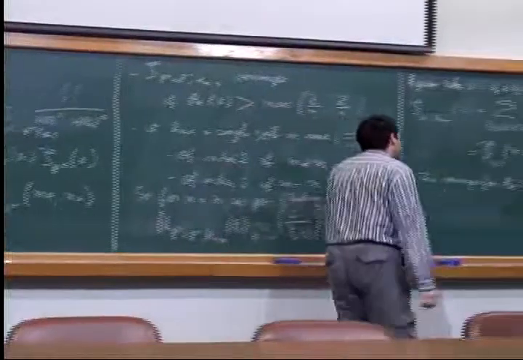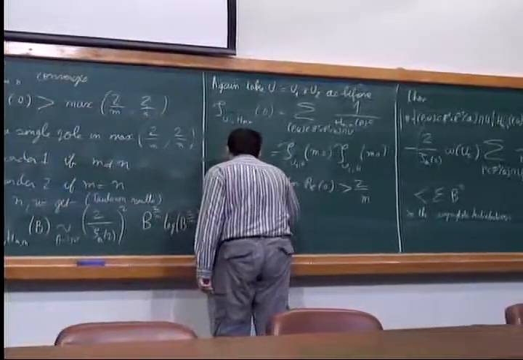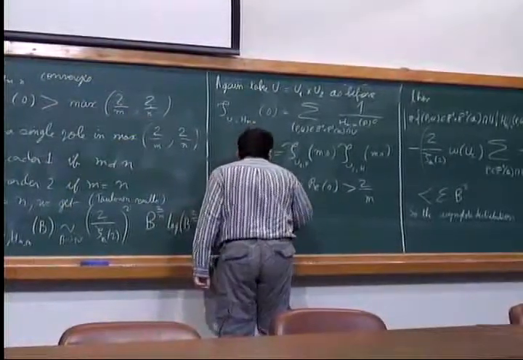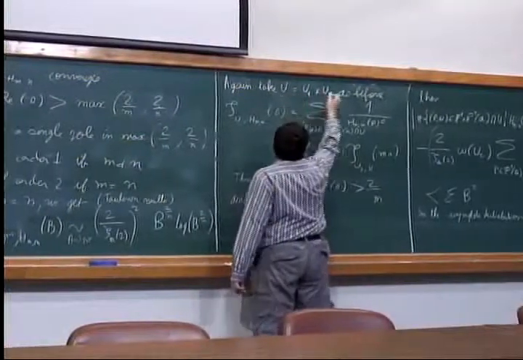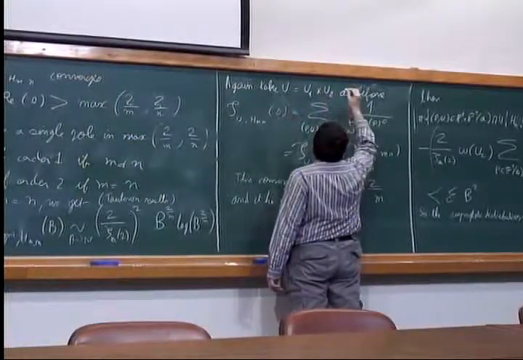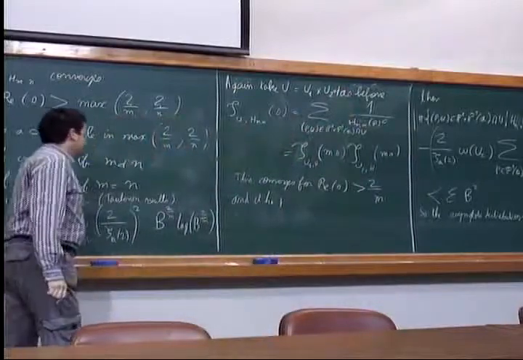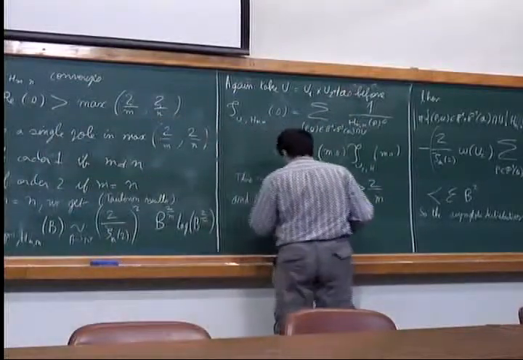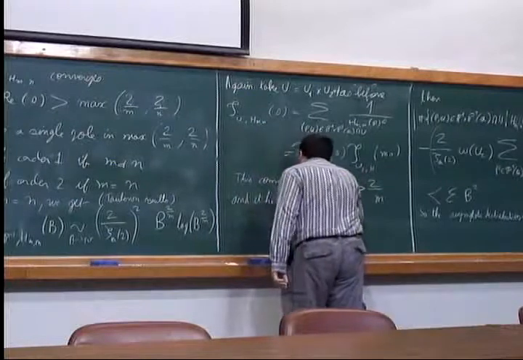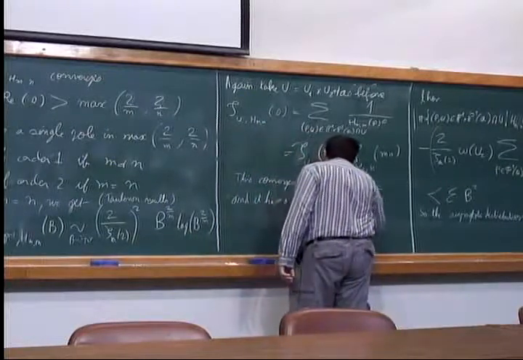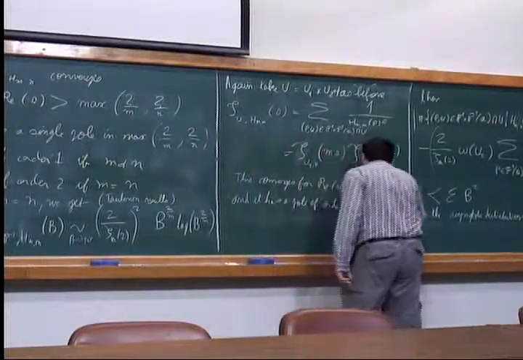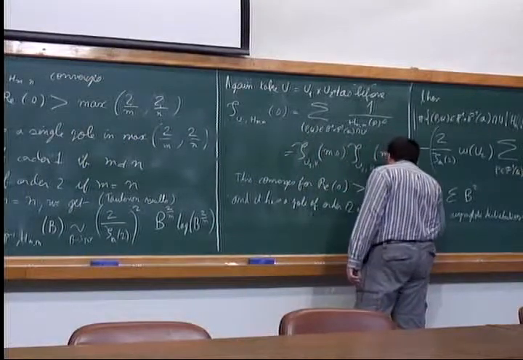And it has, well, I should assume U to be different from the empty set. And it has a pole of order 2 at s equal to 2 over m.